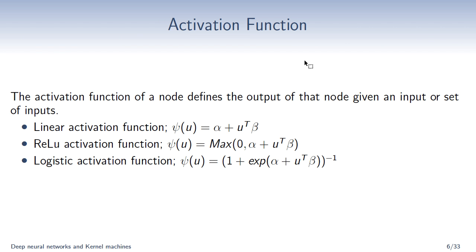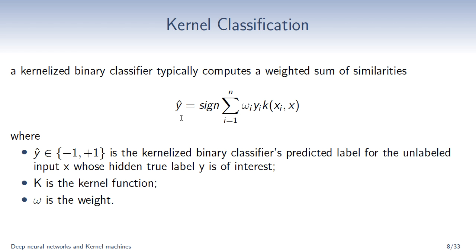Another very important part of a deep neural network is the activation function. Here, I list 3 kinds of activation function, and in this research we are going to use the ReLU activation function.